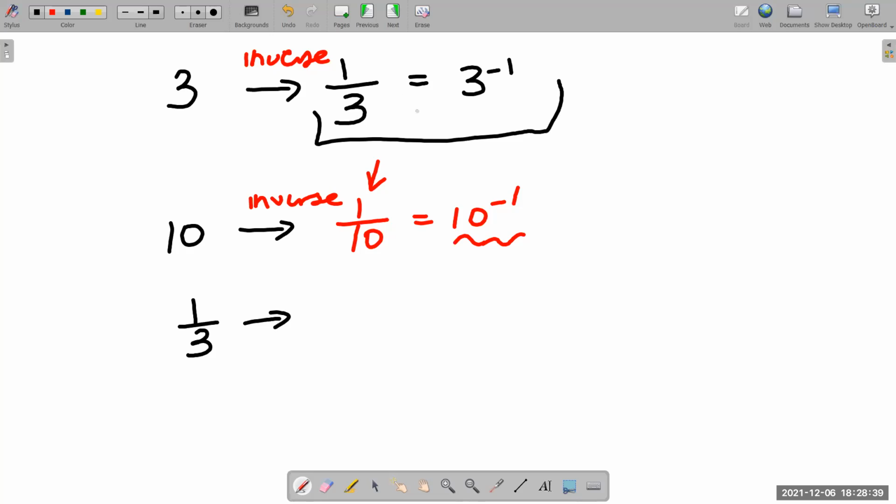Anybody want to try? Guess what the answer is? The answer is 3. The opposite of 1/3 ain't gonna be 3. And I want to show y'all.